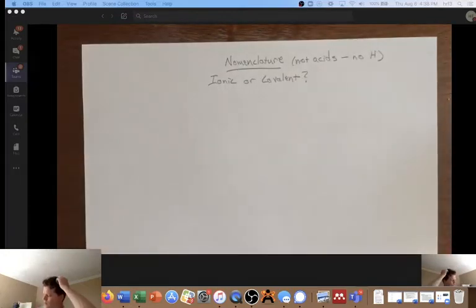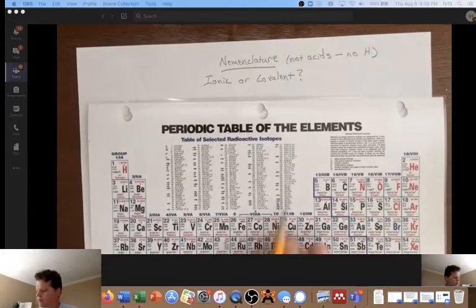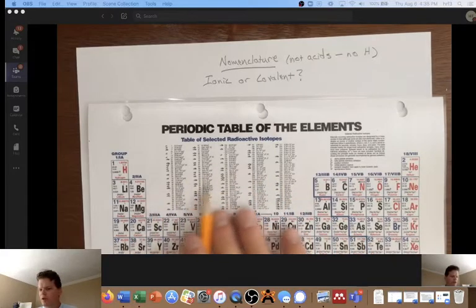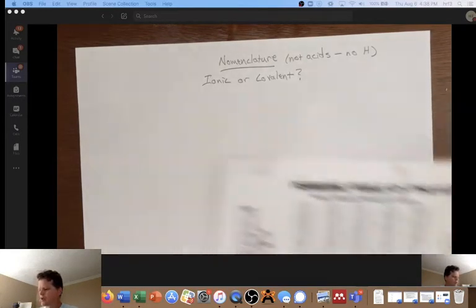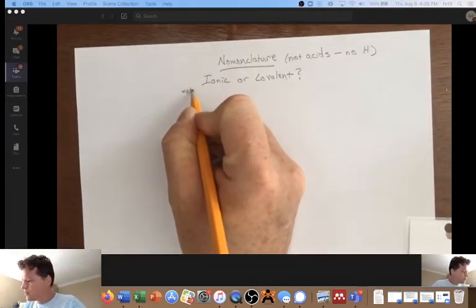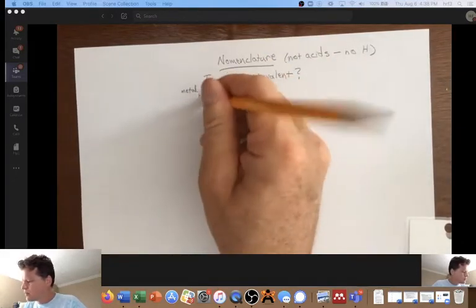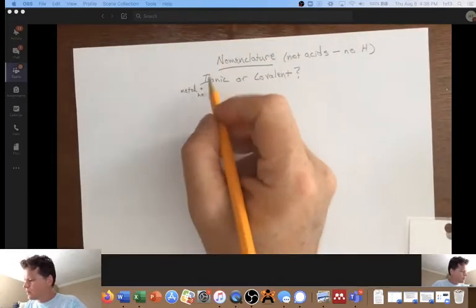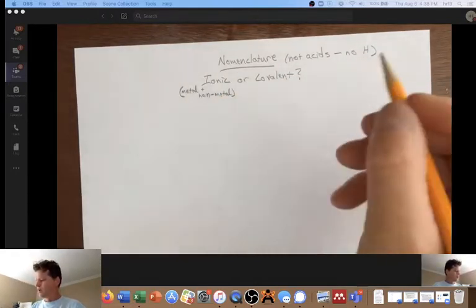And in order to answer that question, we need to look at our periodic table. For something to be ionic, that means we have a metal, and a metal will be an element on the left-hand side of the periodic table, and a nonmetal. So the nonmetal will be something on the right-hand side. Then that will be ionic. So if we have metal plus a nonmetal, then that will be ionic.